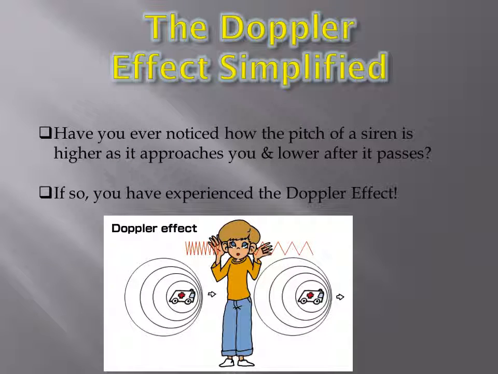When a vehicle with a siren passes you, a noticeable drop in the pitch of the siren will be observed as the vehicle passes. This is an example of the Doppler effect. As the source moves closer to you, the wavelength shortens, giving a higher pitch. As the source moves further away, the wavelength becomes longer, giving a lower pitch.